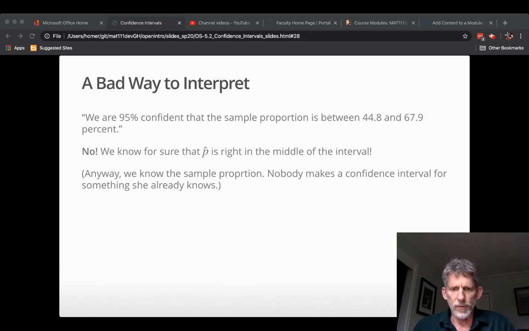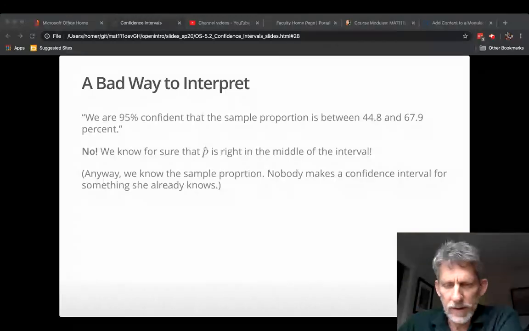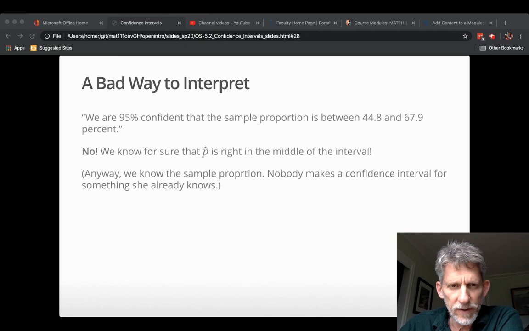Hello, Homer back again, and we're just continuing with the section 5.2 slides on slide 28 where I got messed up last time. So I wanted to talk about a couple of bad ways to interpret a confidence interval.